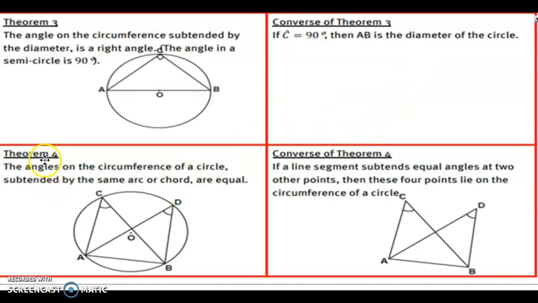We go to theorem 4. The angles on the circumference of a circle that is subtended by the same chord or arc are equal. Those two angles would be equal. It also states the converse of theorem 4. If a line segment subtends two equal angles at two other points, then these four vertices lie on the circumference of a circle.